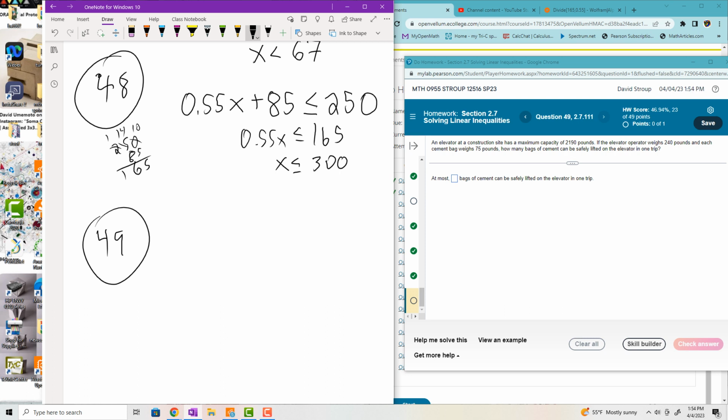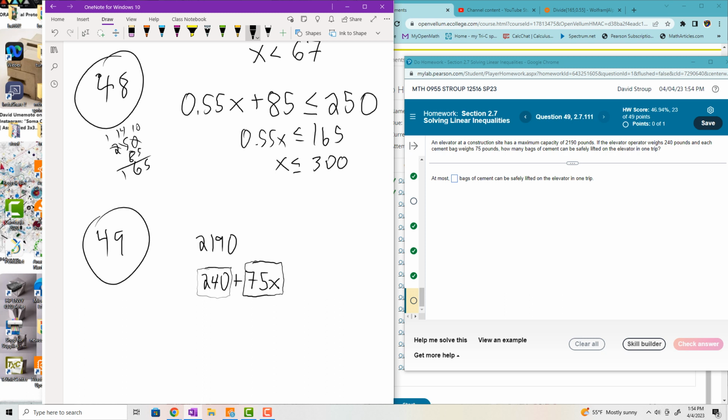So an elevator at a construction site has a maximum capacity of 2,190 pounds. The elevator operator weighs 240 pounds. And then the cement bags weigh 75 pounds. So how many cement bags can you put on the elevator? It's a little bit like the driving problem from before. You have this kind of down payment for the guy that's running the elevator up and down. That's 240 pounds automatically. And then you have a variable rate based on the number of bags of cement.